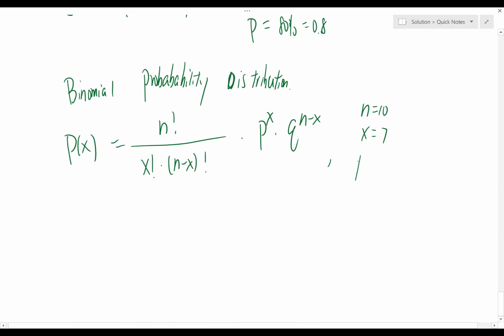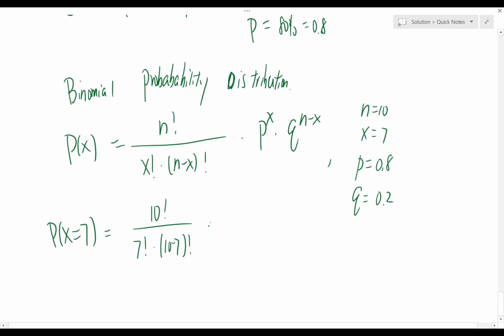P equals 0.8, Q equals 0.2. Okay. And once you have all those four numbers ready, then plug into the formula. So P of x equals 7 here should be 10 factorial over 7 factorial times 10 minus 7 factorial, multiplied by 0.8 to the 7th power, and then 0.2. Q is 0.2, its complement is 10 minus 7, which is 3.